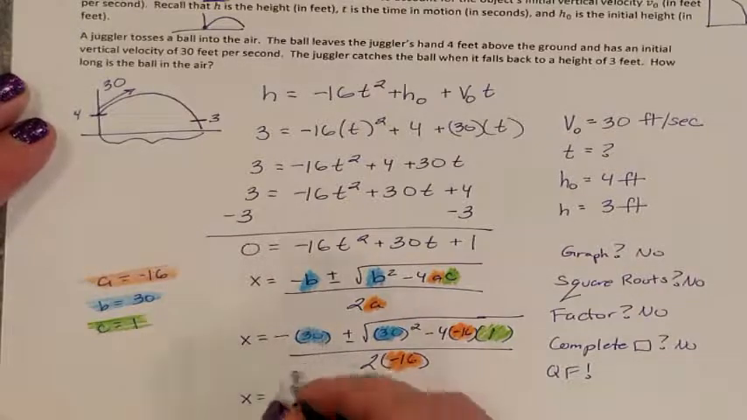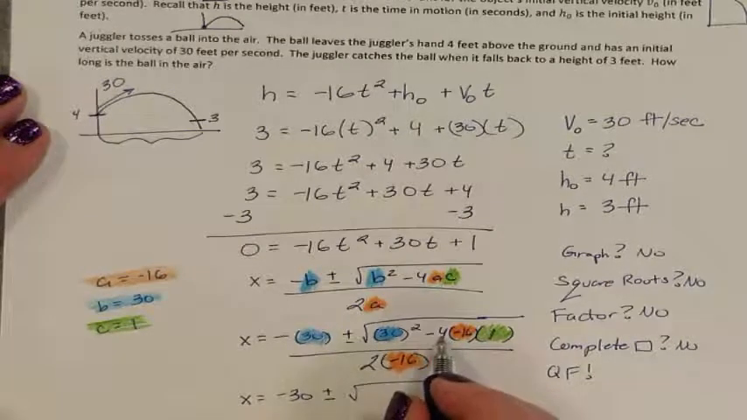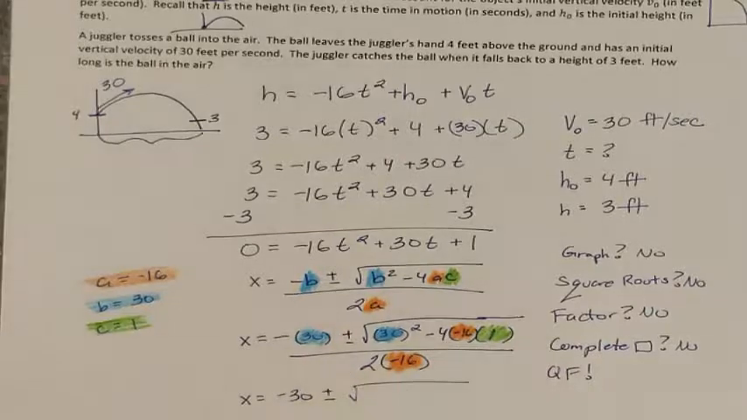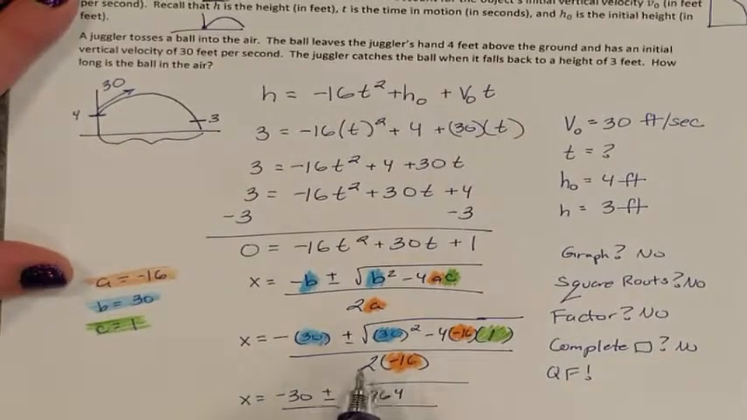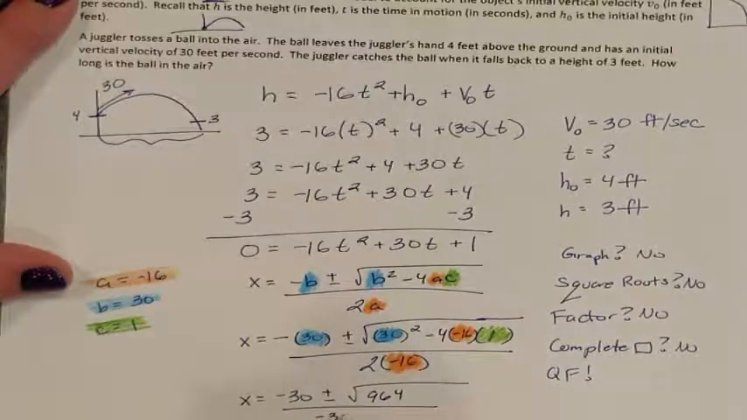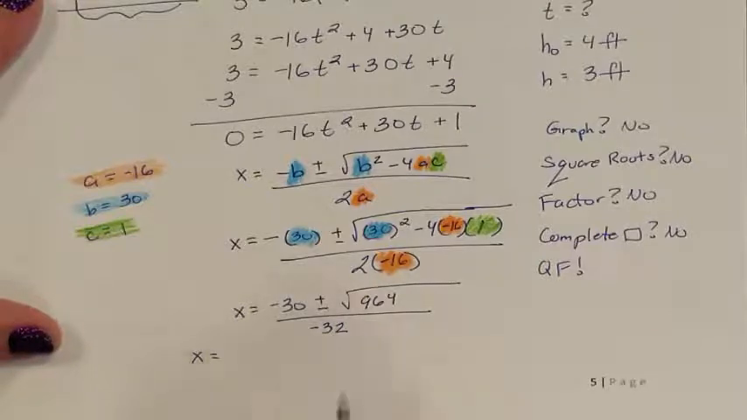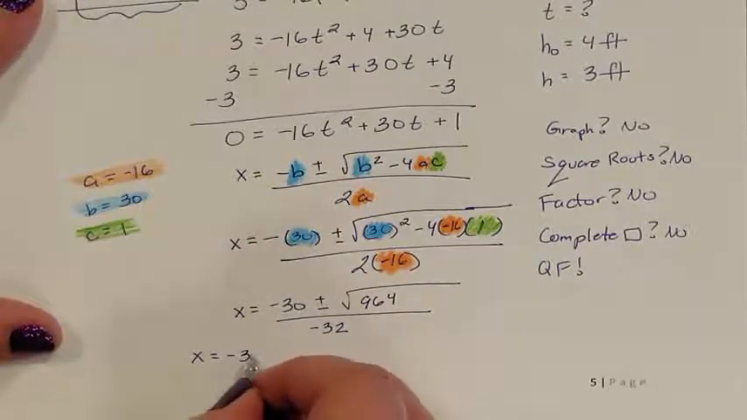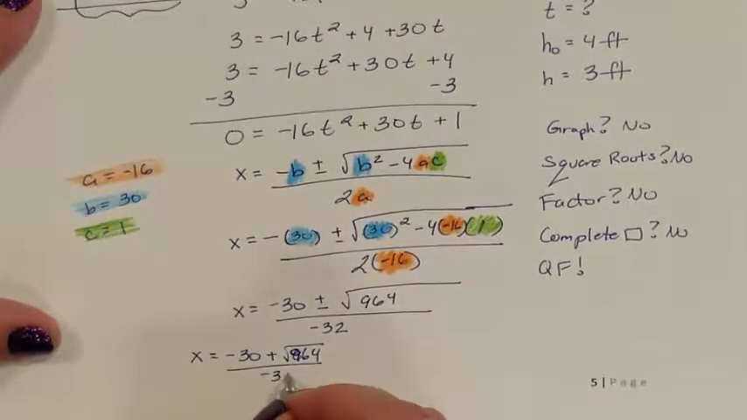So I have negative 30 plus or minus the square root of 30 to the second power minus 4 times negative 16 times 1, which is 964. This is all over 2 times negative 16, which is negative 32. Because this is a real-world problem, we're going to convert our answers into decimals. So you have negative 30 plus the square root of 964 all over negative 32.